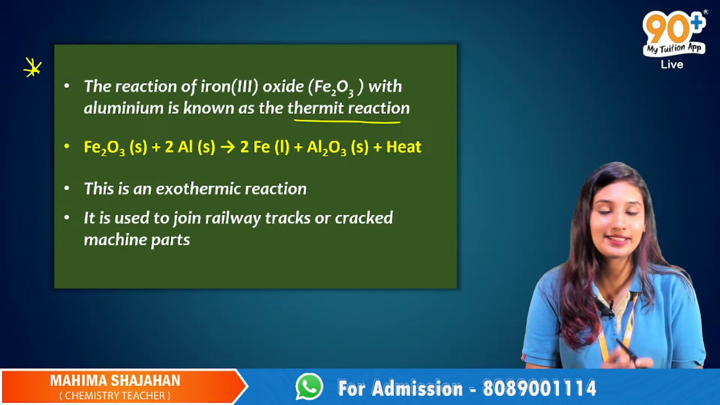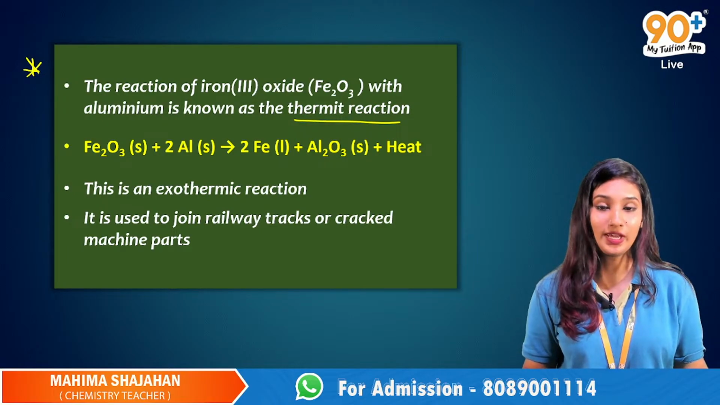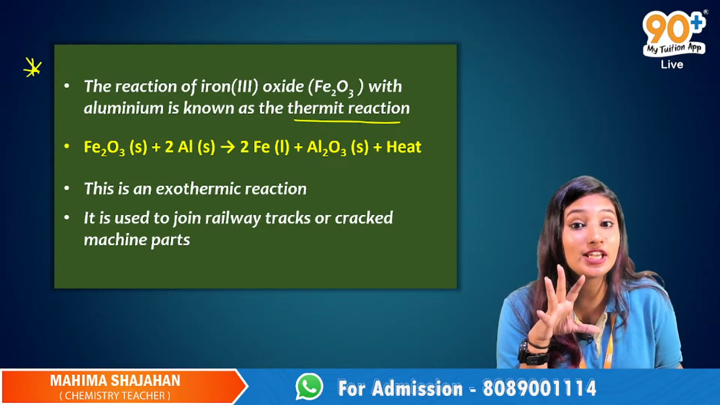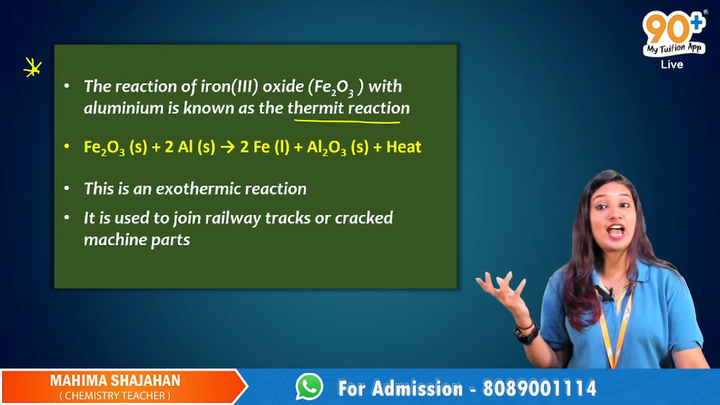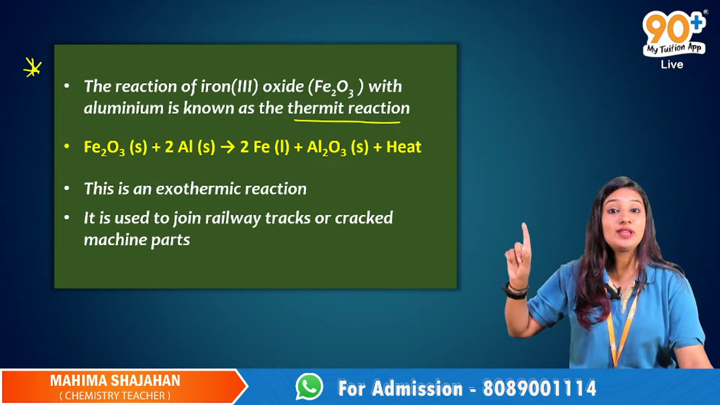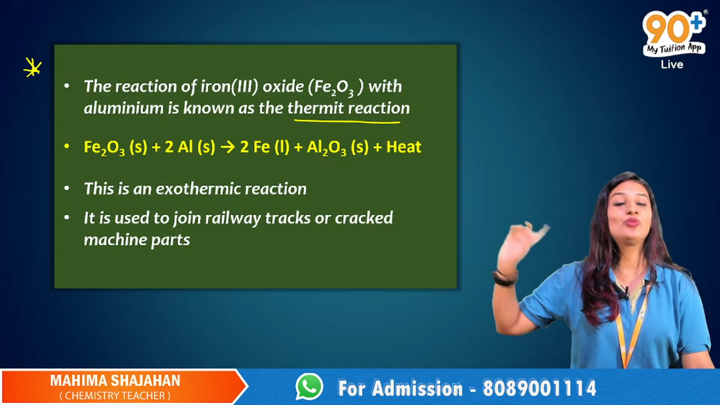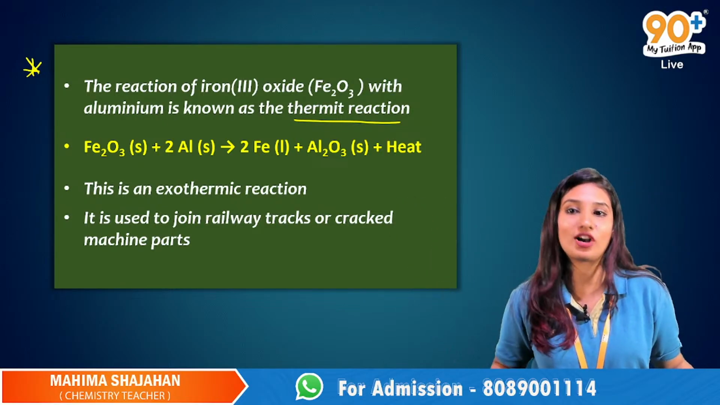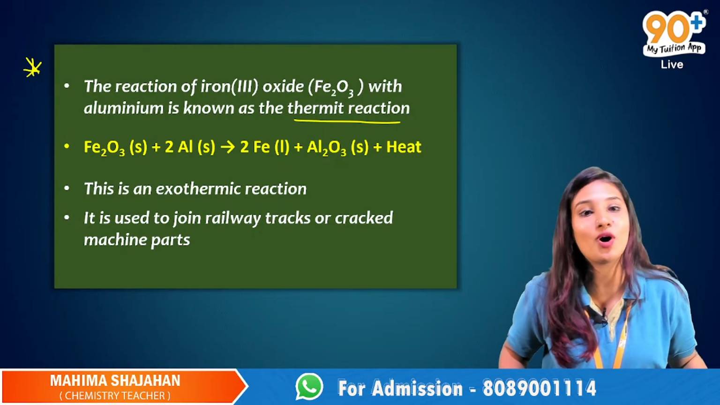Iron oxide, that is ferric oxide, is treated with aluminium. Since aluminium is more reactive than iron, aluminium will displace iron from its oxide. Then we get iron, and also aluminium oxide.